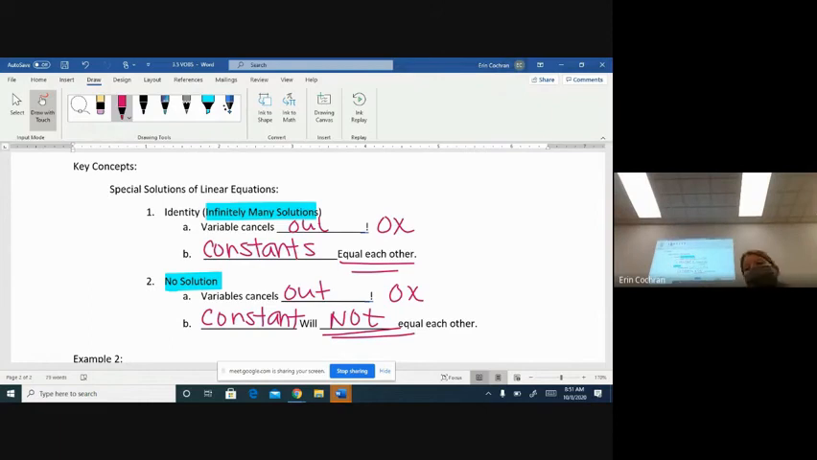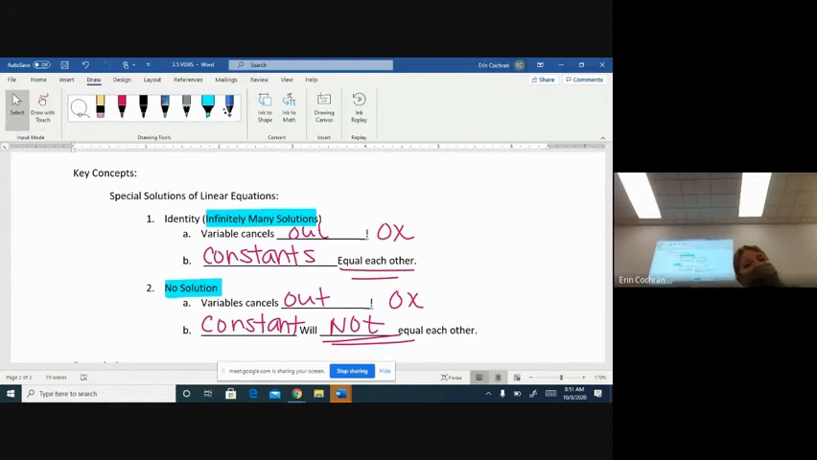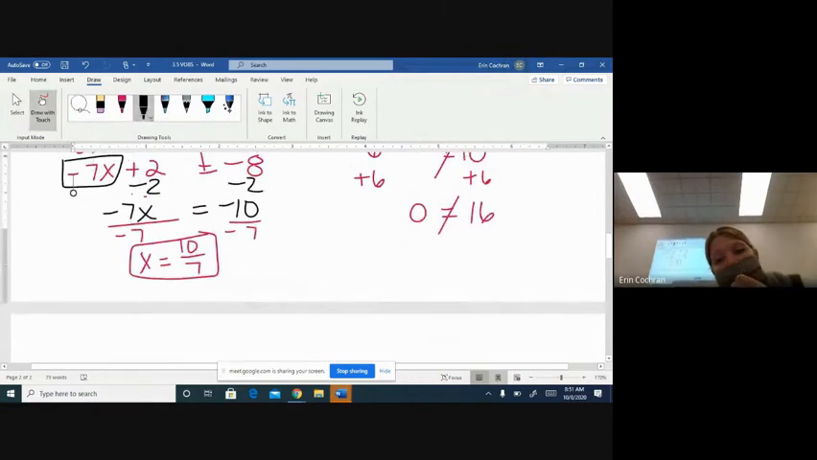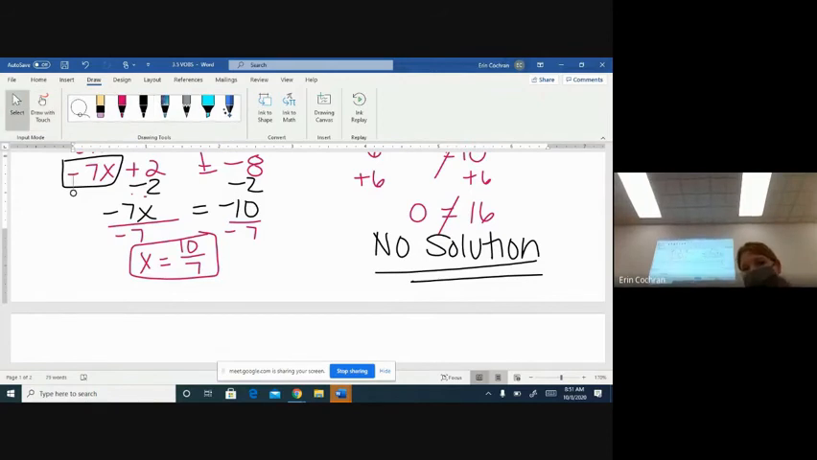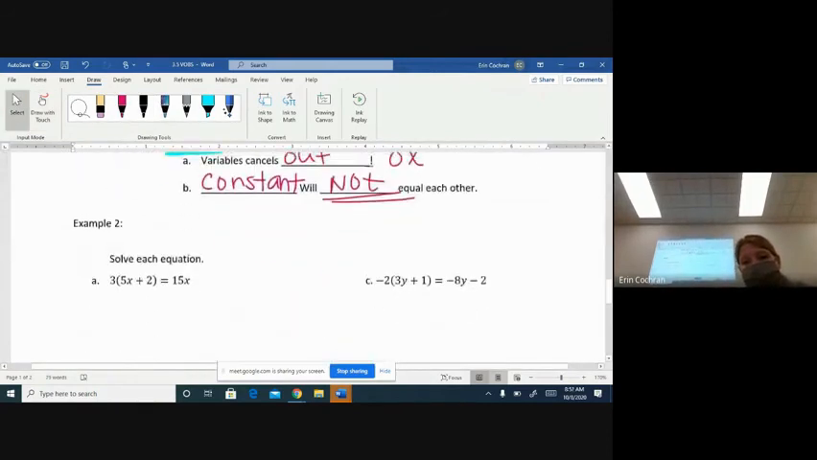So if we look back at the previous problem, we had -6 equals 10 or 0 equals 16. Is that true? Does -6 equal 10? No. Does 0 equal 16? No. So what do you think that last one would have been? It'd be no solution. And what that means again is no value that I plug in for x would ever let the left side equal the right side. So let's go ahead and do a couple of these.